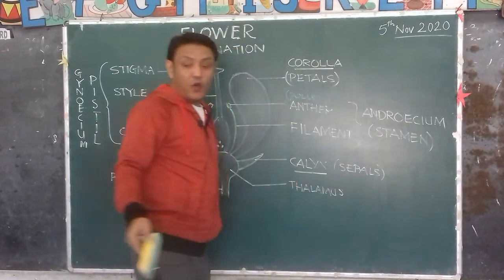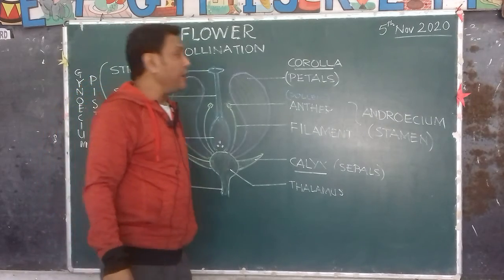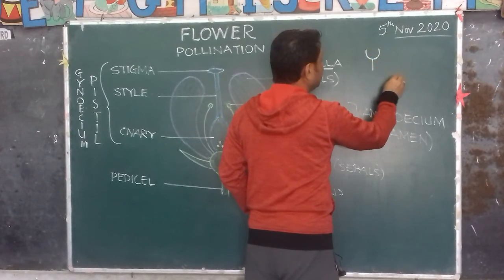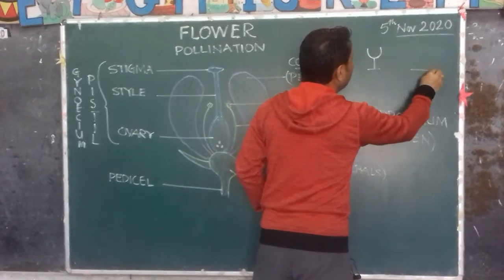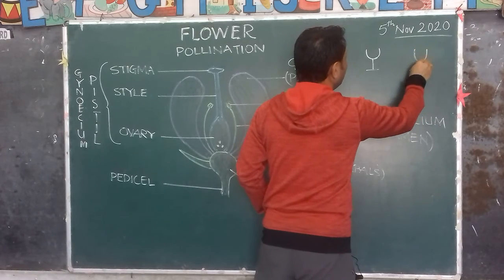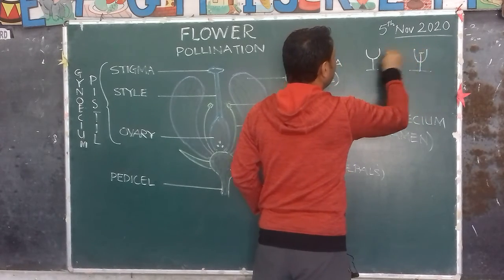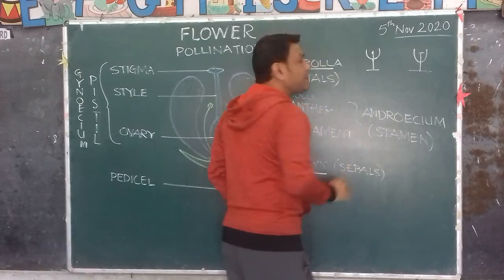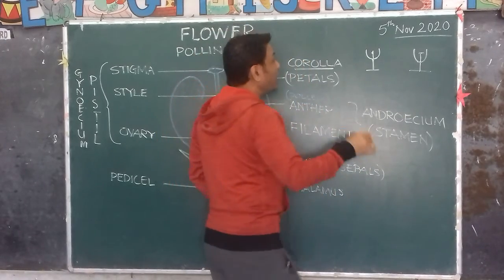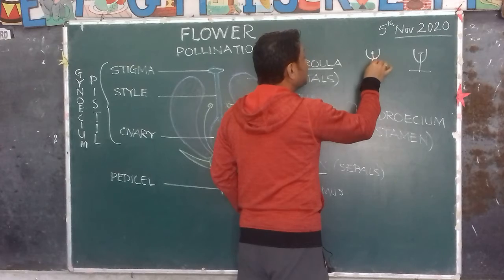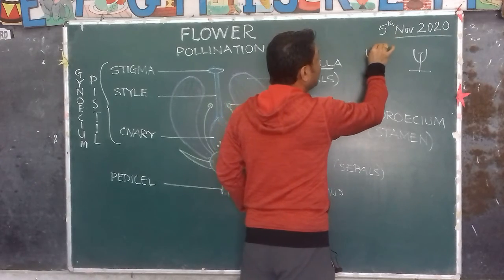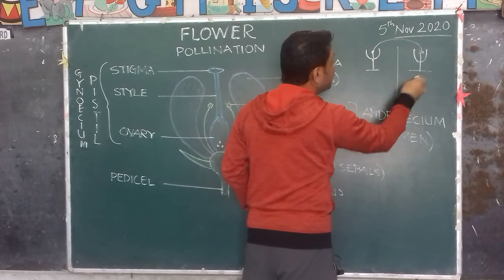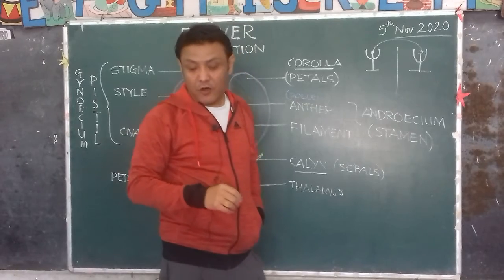And next is cross-pollination. So what is cross-pollination? Cross-pollination is the type of pollination that takes place between two different flowers of two different plants, but of the same species. So cross-pollination is the transfer of pollen grains from the anther to the stigma of another flower borne by another plant but of the same species. So that is called cross-pollination.